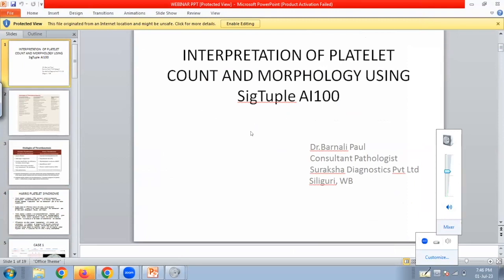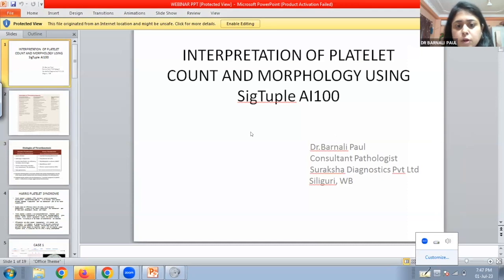Yeah. So good evening to all. I am Dr. Barnali Paul, consultant pathologist at Suraksha Diagnostics, Siliguri, West Bengal. Today I'll be discussing the interpretation of platelet count and morphology using the SigTuple AI100 device. I will be discussing a few cases that I have scanned. I regularly scan many slides in this SigTuple AI100 device, and out of those slides, I will be presenting around 6 to 7 cases.